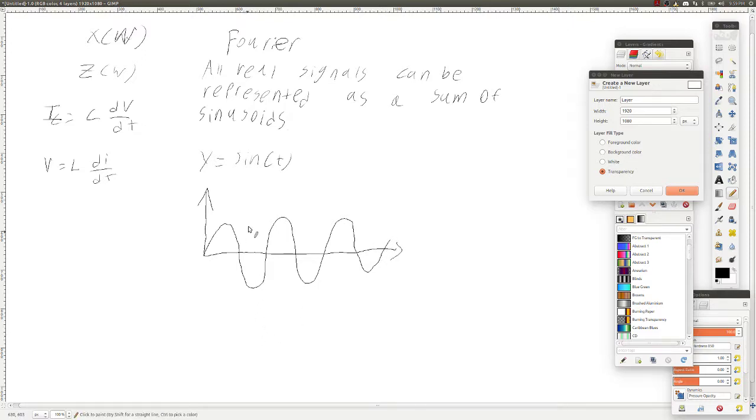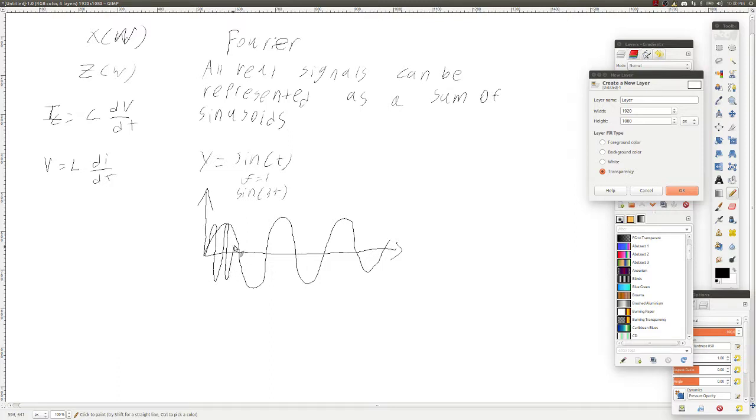In this case, then, the frequency of this sine wave is 1. F equals 1. Here, let's say we had sine of 3t instead. That would look something like this. So we'd have 3 periods.